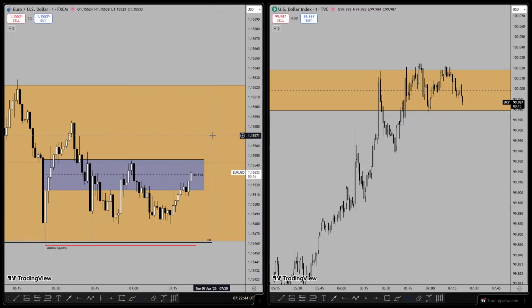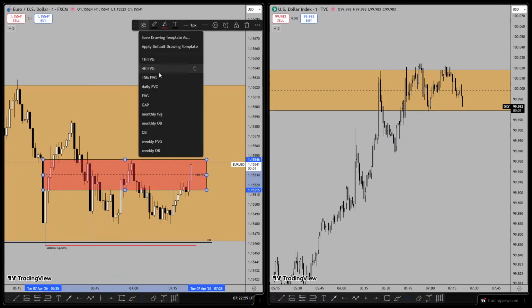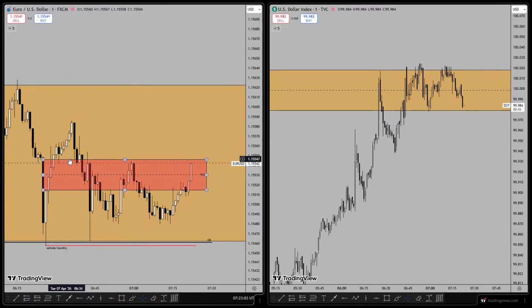Price is currently at the 15 minutes. Sorry, it's not a 15-minute. Let's change it. It's actually a 1 minute fair value gap that price used as an inversion fair value gap to trade higher, do a retracement. And we're looking to take a buy as soon as price trades above the high.